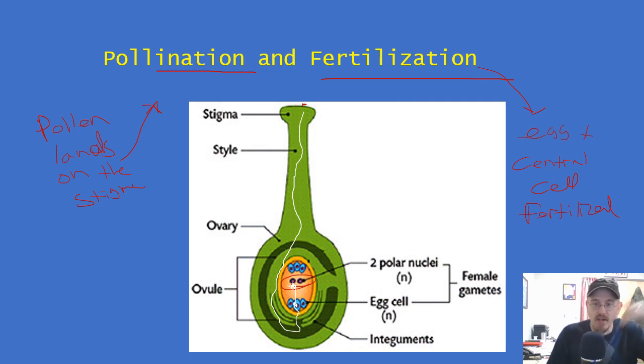So fertilization is when eggs and sperm meet. Pollination is just when pollen lands on the flower here, on the stigma.